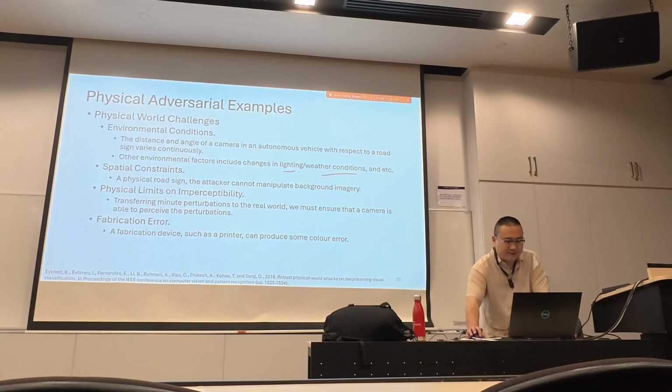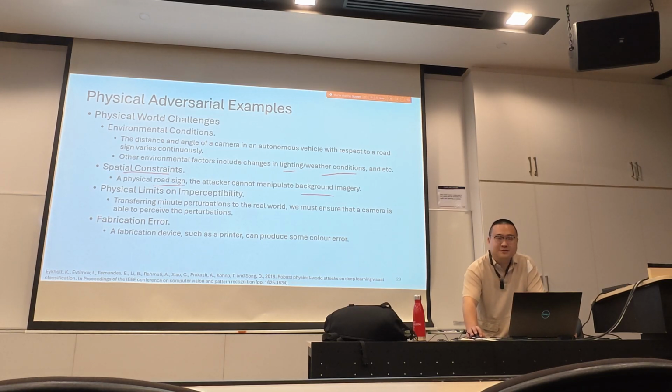And besides the environmental conditions, we need to consider the spatial constraints, because we can only put our perturbations on the road sign itself. We cannot manipulate the background. So this is not like the digital attack. For digital attack, we can just add the perturbations to everywhere of the image. But however, in the real world, we cannot modify the background. We can only modify the surface of the road sign.